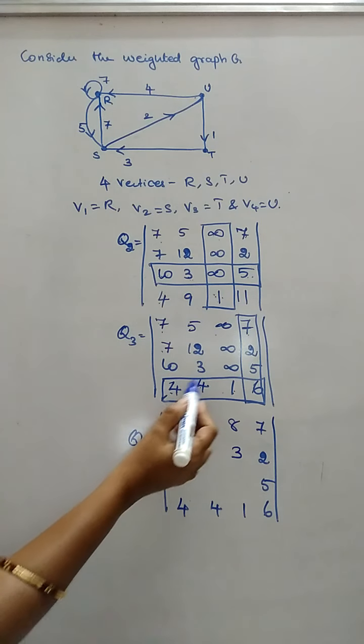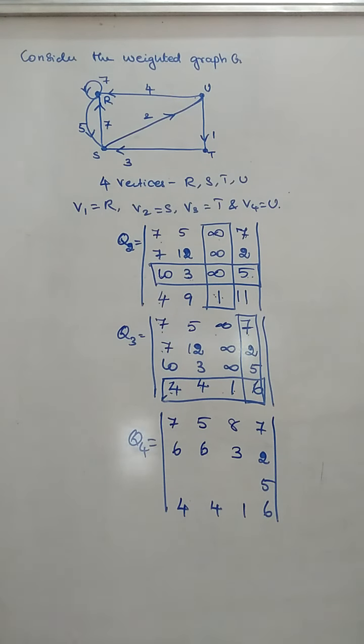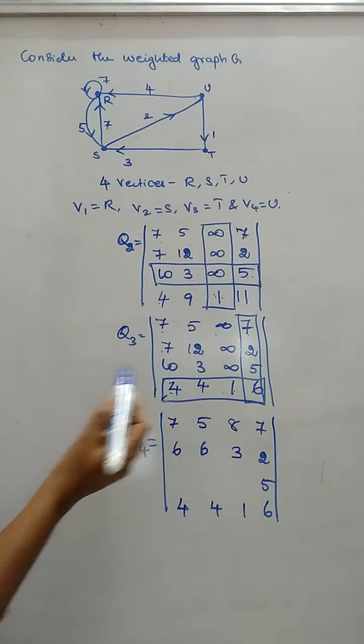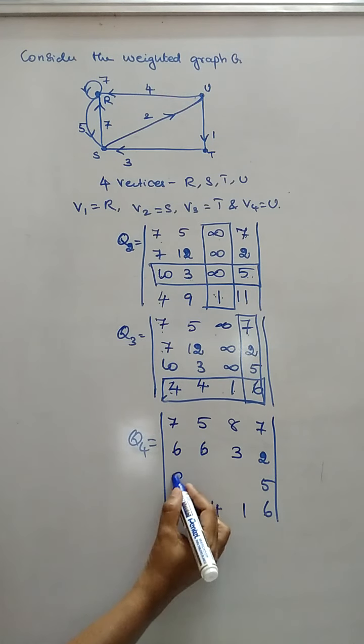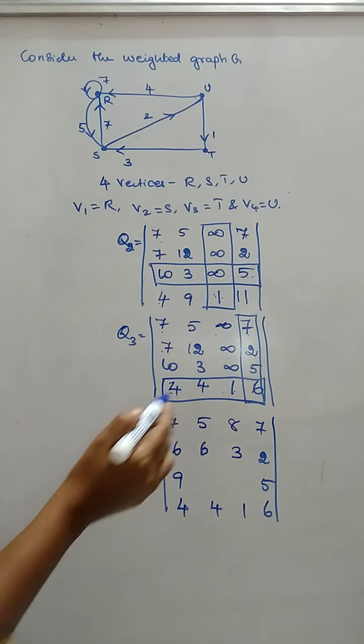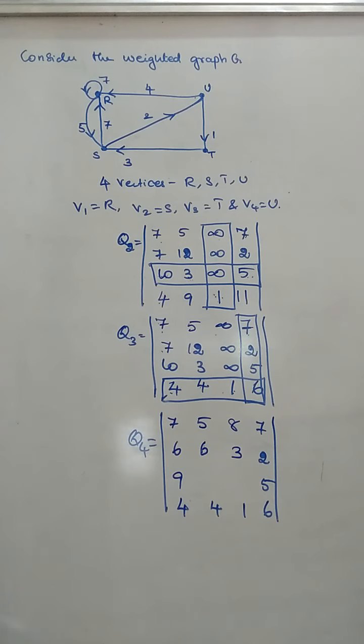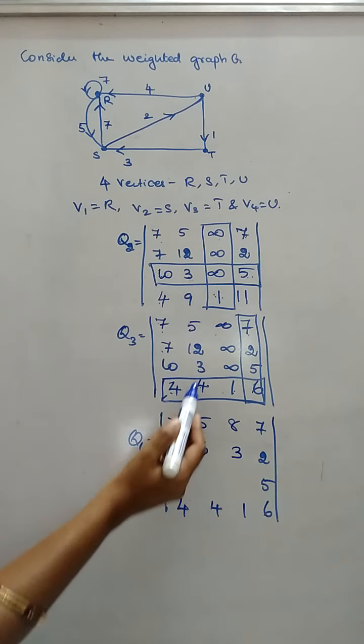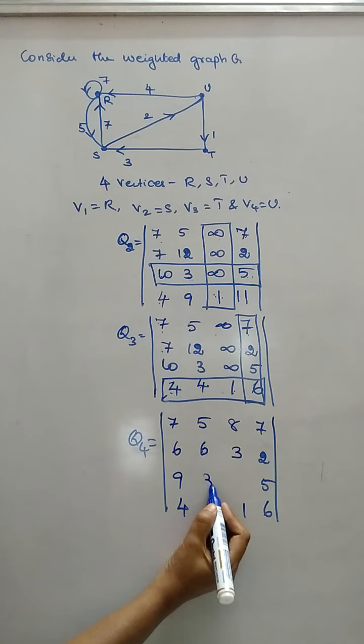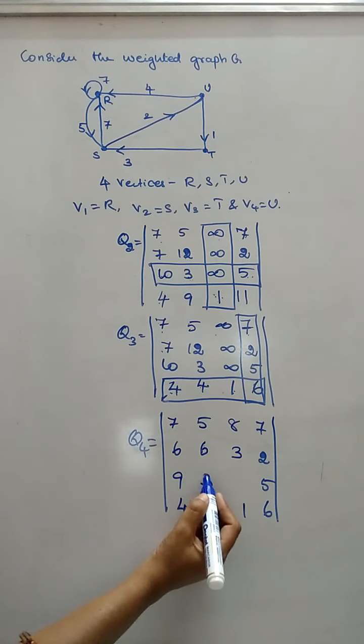So then 4 plus 5 we will get 9. 9 will be compared with the 10. So 9 is the minimum number. We have to write it here. Then 4 plus 5, it's 9. Again 9 will be compared with 3. 3 is the minimum number. We can write it here.